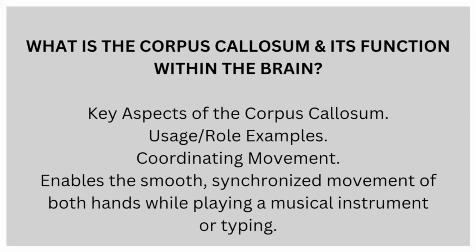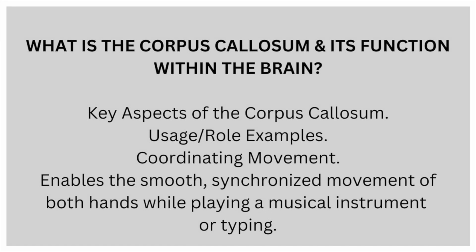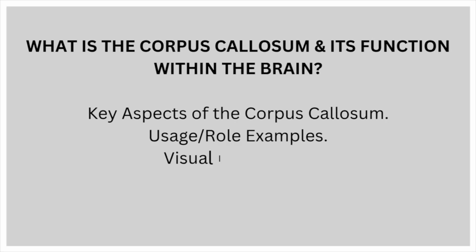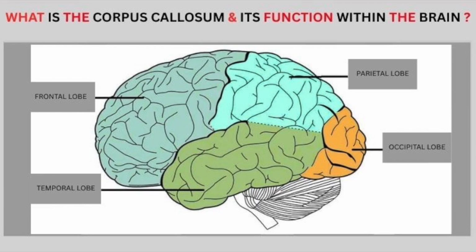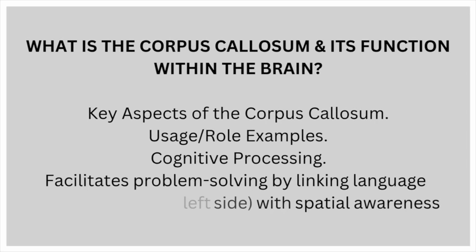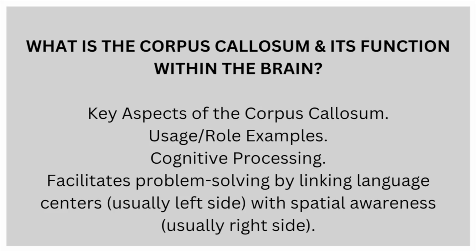Usage and role examples. Coordinating movement. Enables the smooth, synchronised movement of both hands while playing a musical instrument or typing. Visual integration. Merges visual information from both eyes to create a single unified image. Cognitive processing. Facilitates problem solving by linking language centres, this usually being on the left side, and then spatial awareness usually being on the right side.